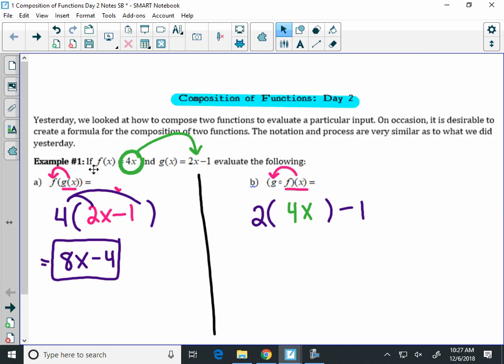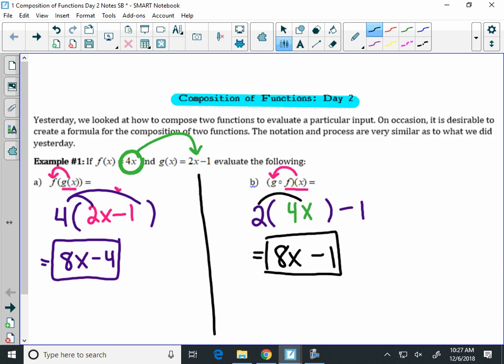Now again, all you have to do is combine like terms and distribute. So we have 2 times 4x, which is 8x, minus 1. That is the new function g of f of x.